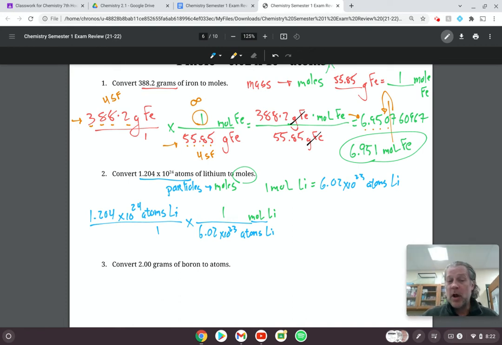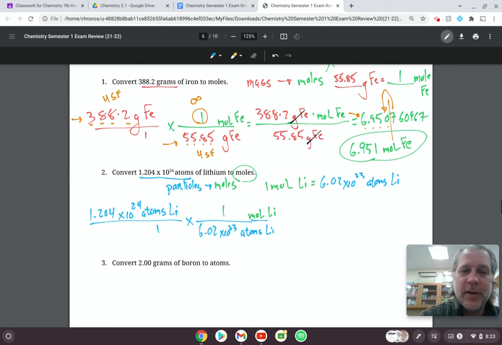So I'm going to multiply straight across and then divide. So in this case, I'm going to take the 1.204 times 10 to the 24th divided by 6.02 times 10 to the 23rd. And my calculator happens to give me an answer that's equal to exactly 2.